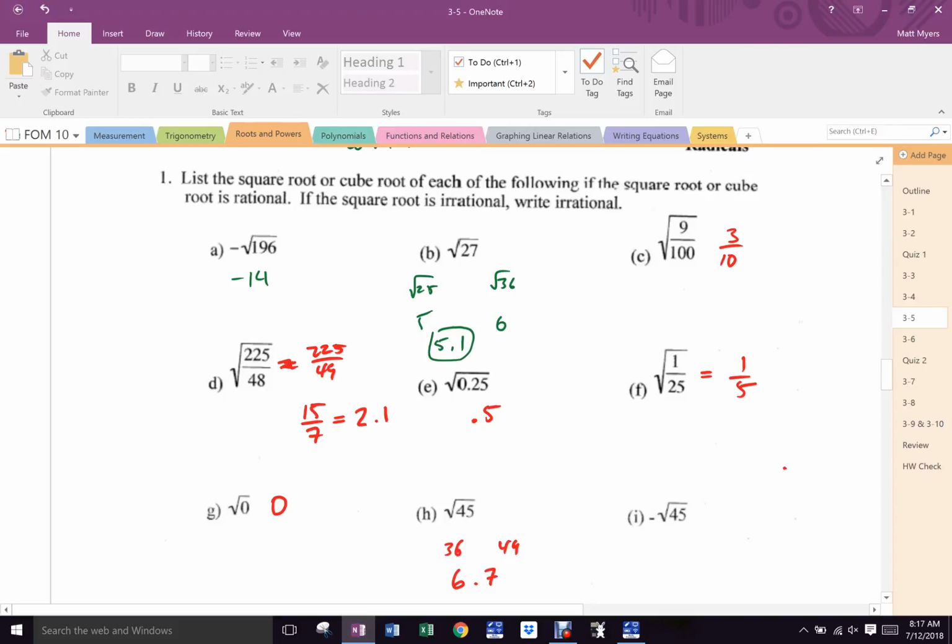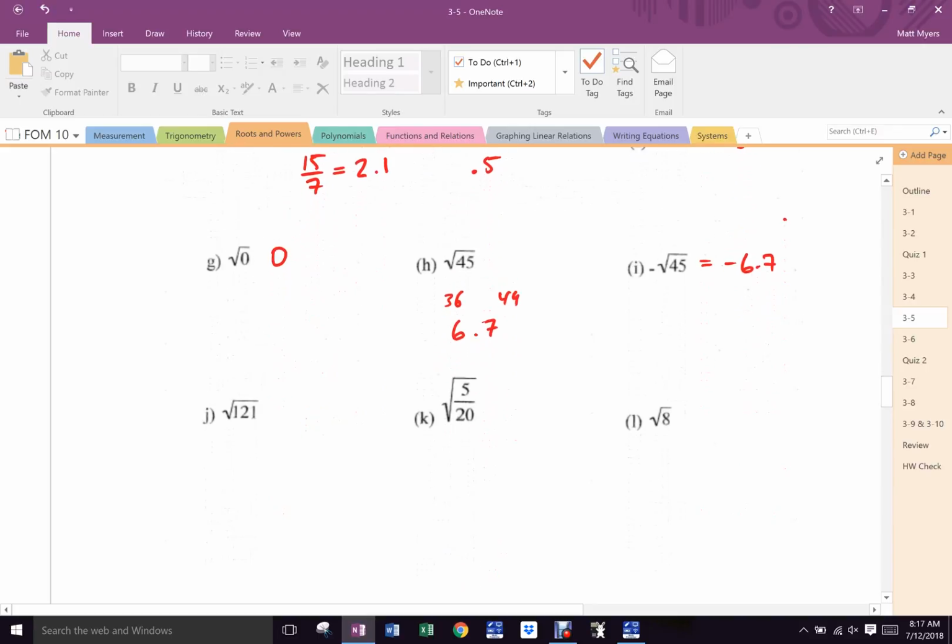What about this one? There's a negative out in front. So what is it? Negative. Same guess as over here. 121 is perfect. It's 11. 5 over 20. This is a tricky one because a lot of kids say it's irrational. Is it? Of course not, because 5 over 20 is 1/4, correct? And the square root of 1/4 is 1/2. Square root of 8, that's almost 9. So a good guess would be 2.8, 2.9.